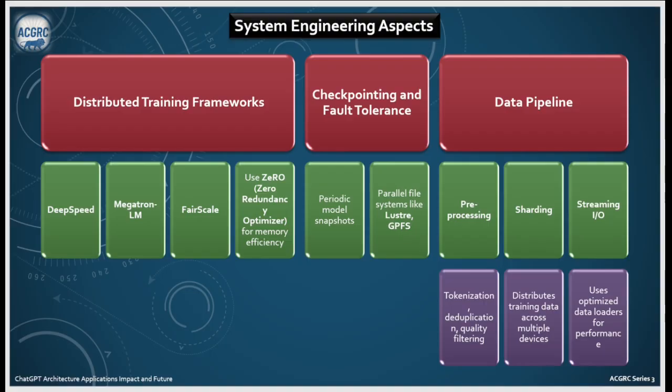The last part is the data pipeline. It has three sections: pre-processing, sharding, and streaming IO, within which there are tokenization, deduplication, and quality filtering. It distributes training data across multiple devices and uses an optimized data loader for performance. We discuss these in other combinations of the topic. We can conclude this part of the slide.